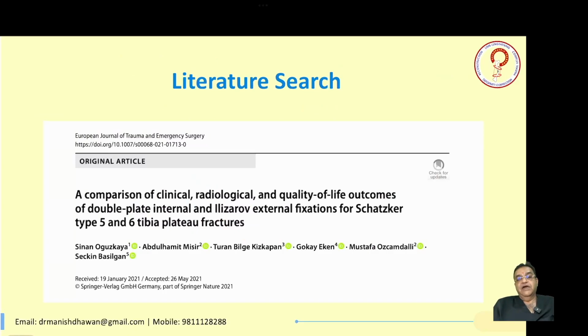Now we have done a literature search, and a lot of articles are there on tibial Schatzker 5 and 6 tibial plateau fractures, where they have compared plate fixation, double plate fixation, with the Ilizarov fixator.